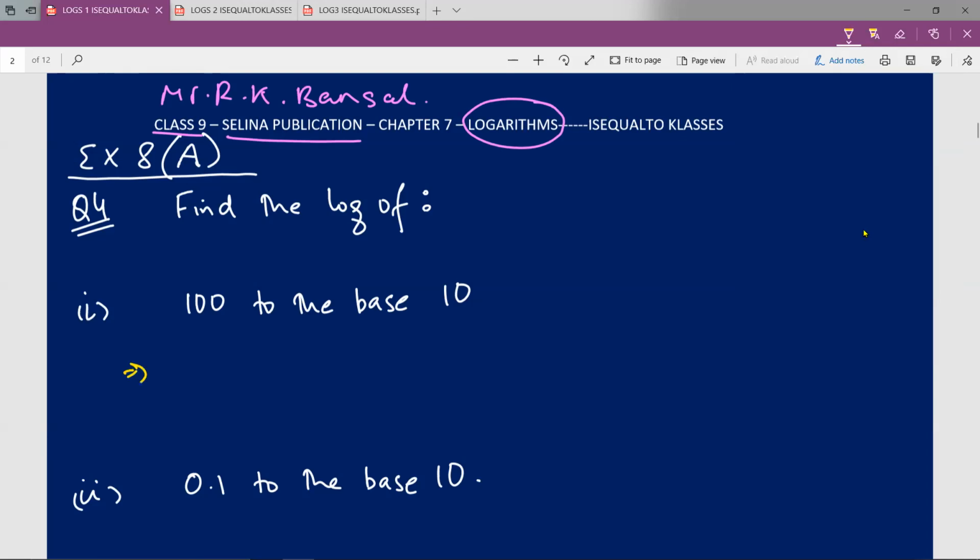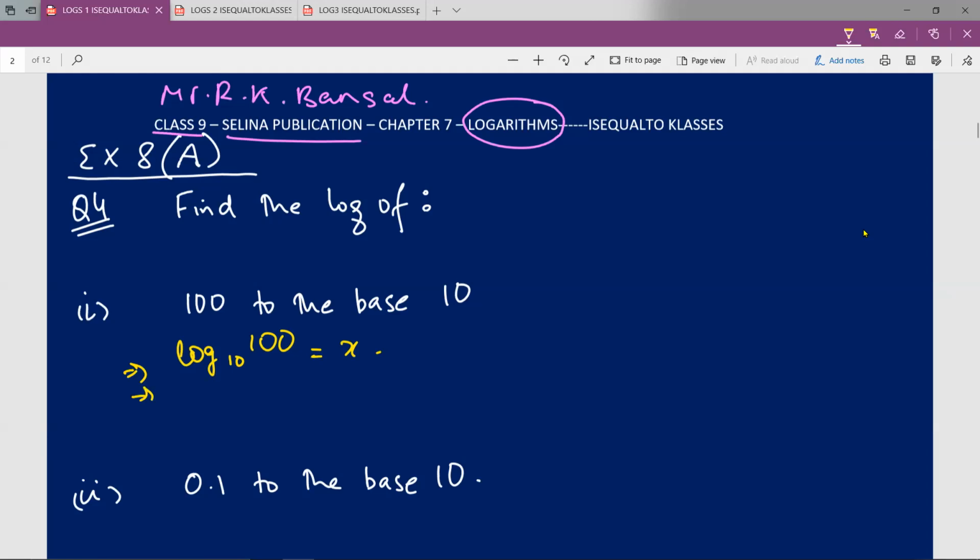Now we're here in question number 4. It has mentioned to find the log of 100 to the base 10. First of all, I can write this as log of 100 to the base 10. Whatever number is mentioned after the phrase "to the base" is the subscript. You have to write that number in the subscript, so over here I can write 10 in the subscript. So log of 100 to the base 10 is equal to x. I will assume it as x.